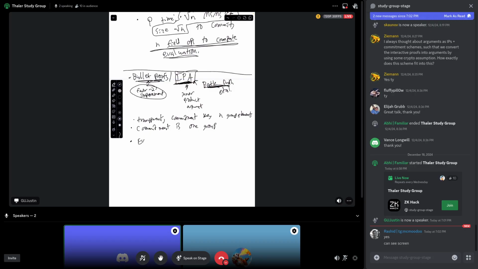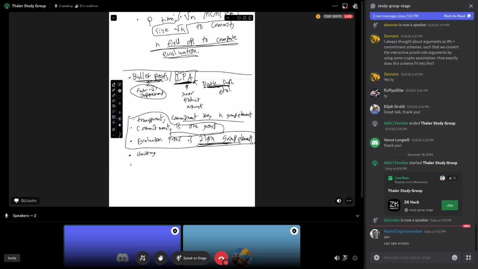Now, the evaluation proof size is nice and small. It's about 2 log n group elements. Everything other than the commitment key being big is good here: transparent, small commitment, very small evaluation proofs. Now we get to the major downsides.